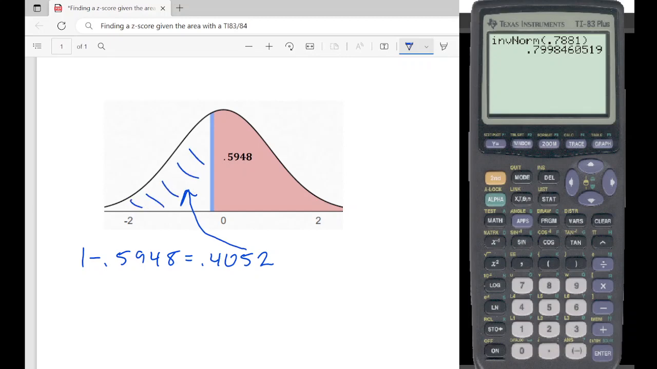Once we know that, we just go back and use our calculator. So second vars, number 3 for inverse norm, and our area is going to be 0.4052, and just hit enter, and we're going to get negative 0.2399, so rounding to 2 decimal places, we're going to say that the z-score here is negative 0.24.